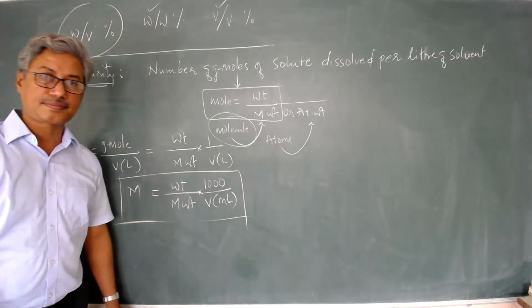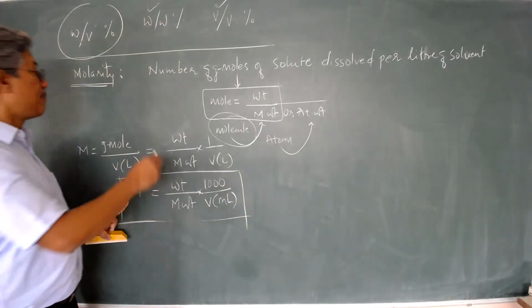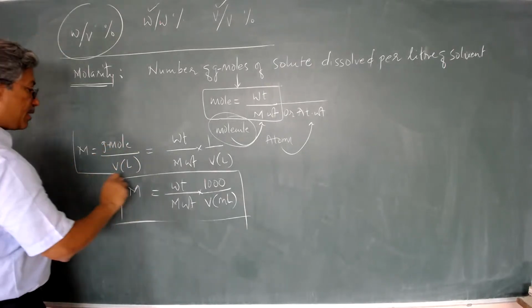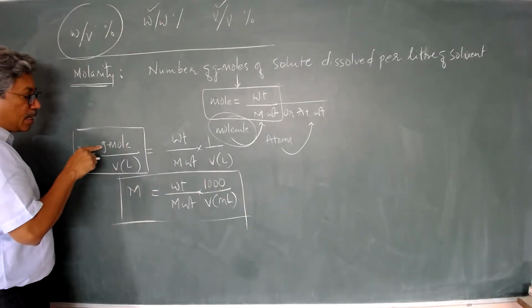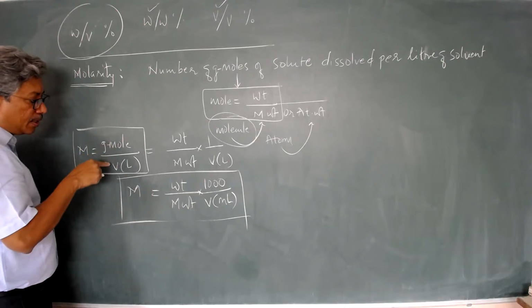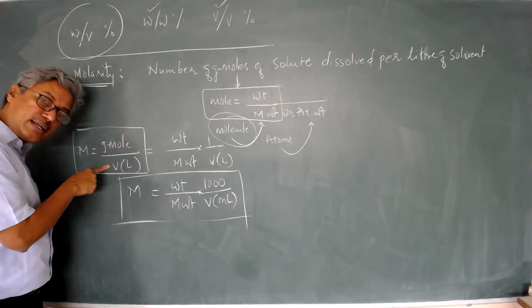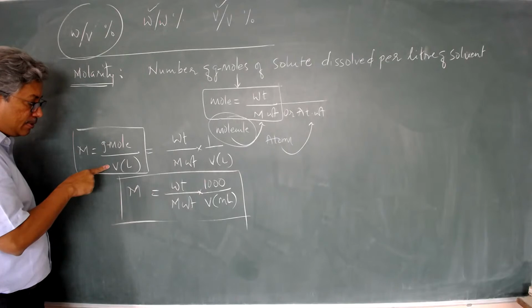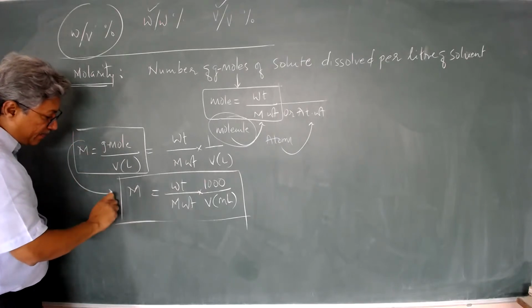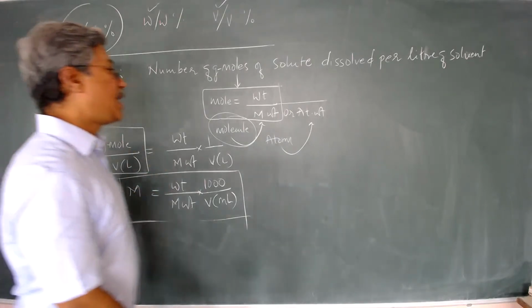Remember this one. Molarity is nothing but the number of gram mole of the solute dissolved per liter of the solvent. From this definition only we will get the formula. Now let's use this formula.